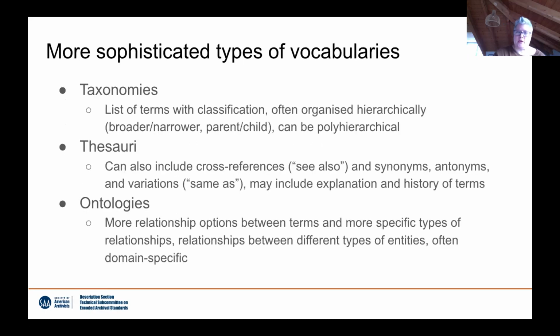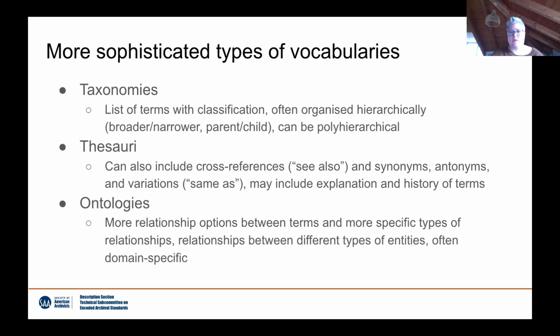Just to mention these terms, as they are often used interchangeably with the term vocabulary. So there are different types of vocabularies, and they get more sophisticated the further down we get into this list. So you might also have heard about taxonomies. And taxonomies, compared to simple vocabularies, already have some classification behind them. They are often organized hierarchically, so you might have broader concepts, narrower concepts, you might have parent and children terms. And those terms can also have polyhierarchical relations to each other. So one term can be the subterm of more than one.